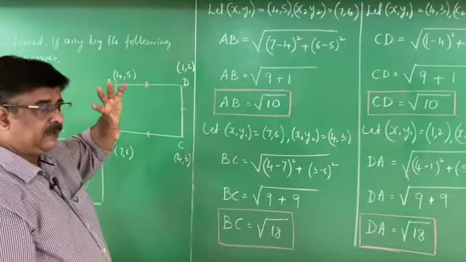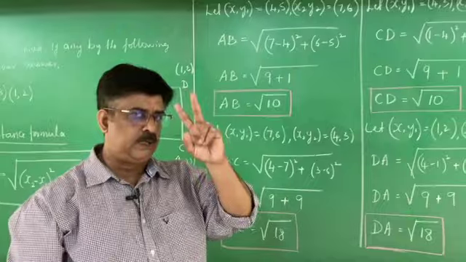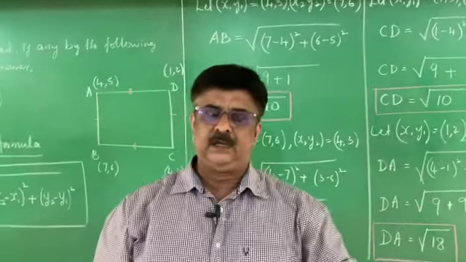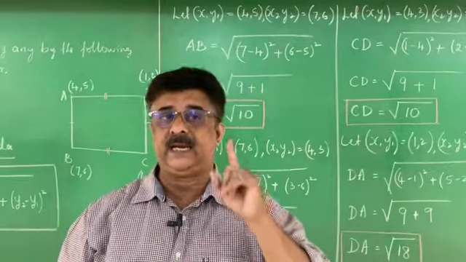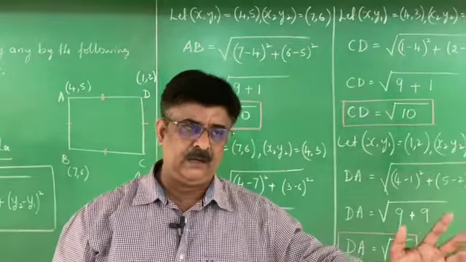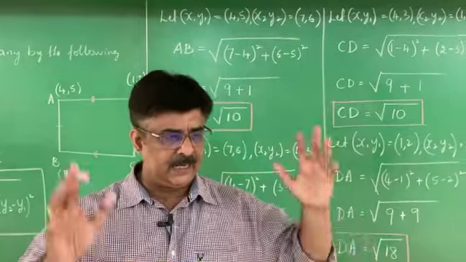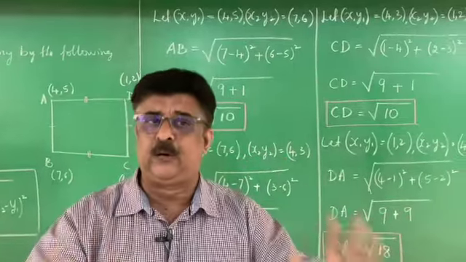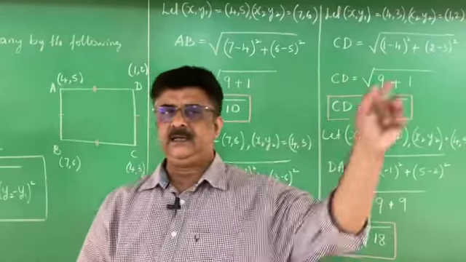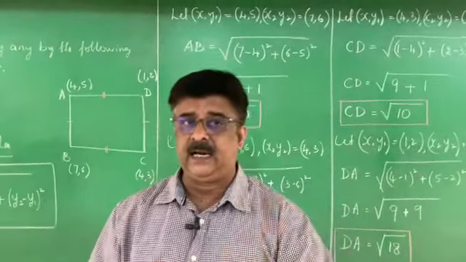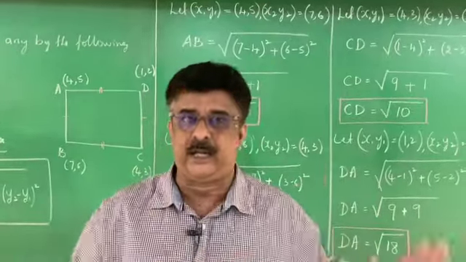Identify the quadrilateral where opposite sides are equal. Opposite sides are equal under two different quadrilaterals. One is rectangle, another one is a parallelogram. How to differentiate between rectangle and parallelogram? In rectangle and parallelogram, opposite sides are equal. Then how to differentiate them? In rectangle, diagonals are equal. In parallelogram, diagonals are not equal.